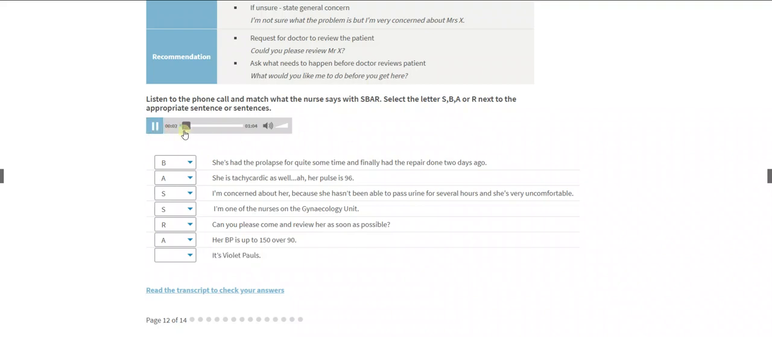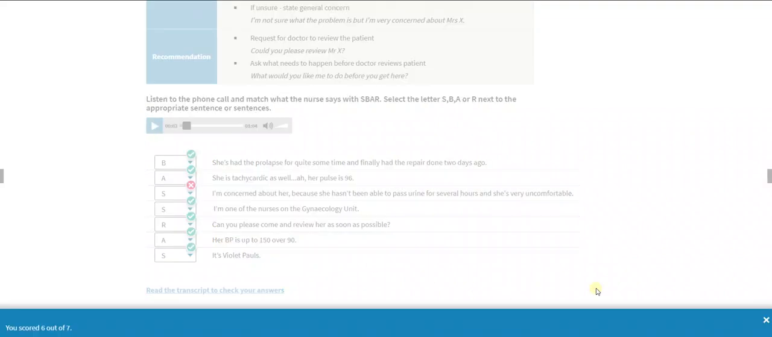It's Violet Pauls. Yes, Violet Paul, I think the name of the nurse. So I'm writing, this is situation. This is about the nurse, and the nurse comes under situation. So now I'm going to check the answer. 6 out of 7. So one wrong. Which one? The third one. Okay.